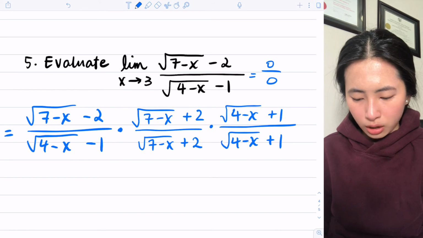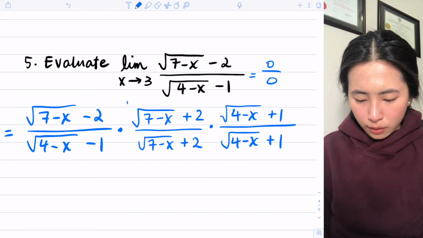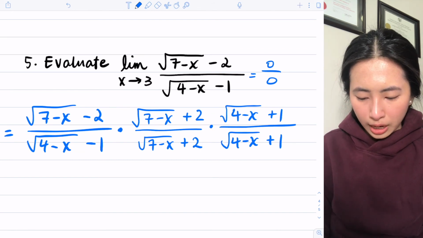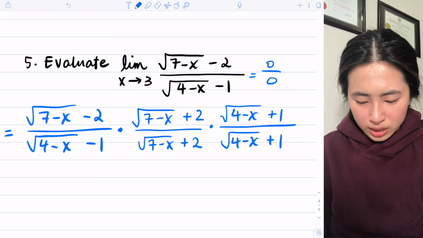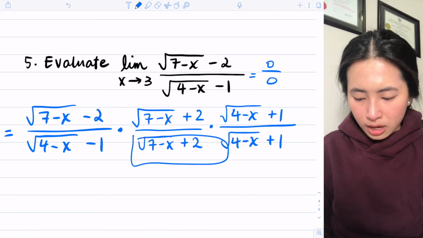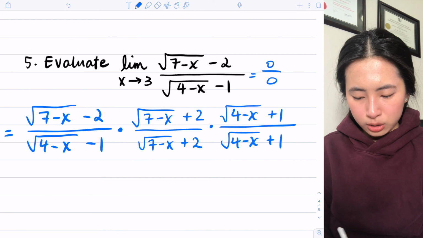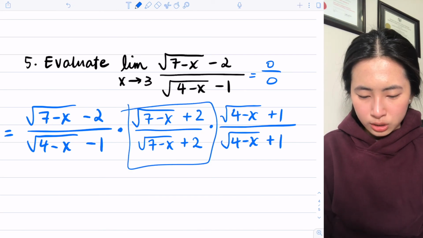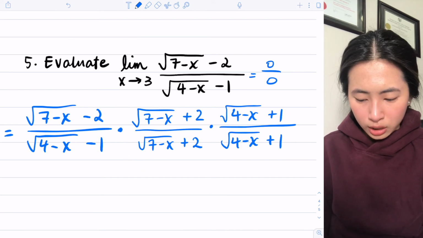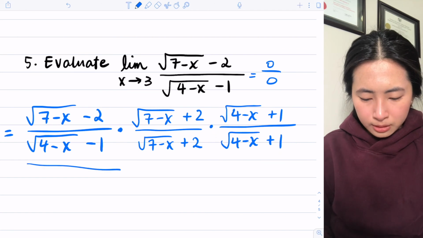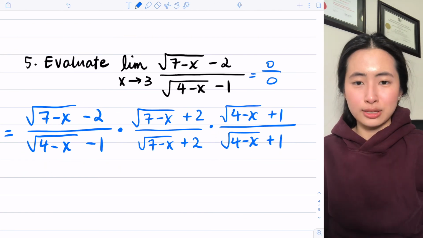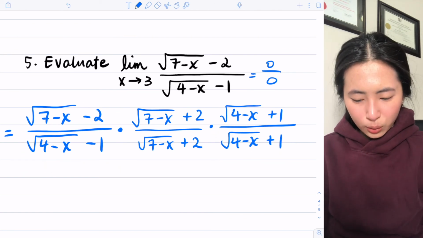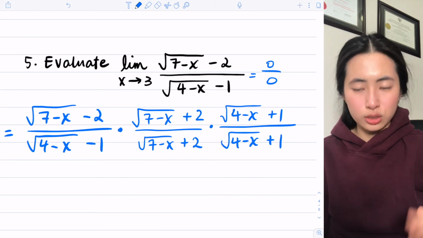So notice how you're not allowed to have square root of 7 minus x plus 2, and if you were thinking, okay, maybe I can just have square root of 4 minus x plus 1 in my denominator, as opposed to having two expressions that are being multiplied to this term, well, don't even think about it, because that's not going to work. So that's why we need to separate our two expressions and rationalize twice.